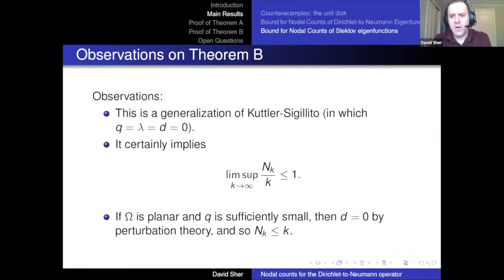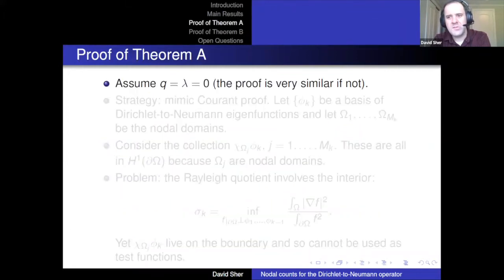Okay, so now in the 20 minutes I have left, or 23 minutes, something like that, I want to say a little about the proofs because I think they're kind of fun. So Theorem A, start with this one. I'm just going to assume that the potential and the eigenvalue are 0 because it's the same proof. I can give some indications as to what changes, but there's not much.